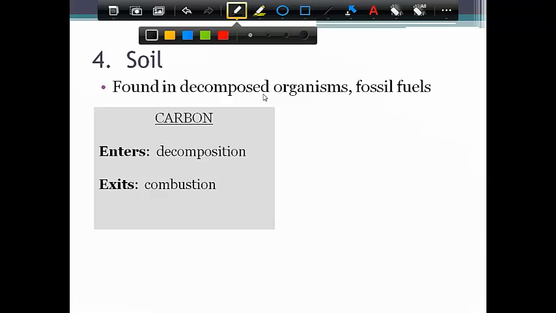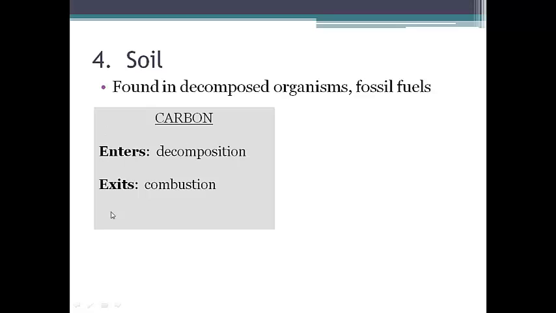Okay, it's stored carbon. How do we get that carbon into those fossil fuels? It's through decomposition. Okay, so right here. And also, how does it exit? Through that process called combustion, or the burning of fossil fuels, which we talked about before. Okay, I'm going to move on, so you may want to pause.